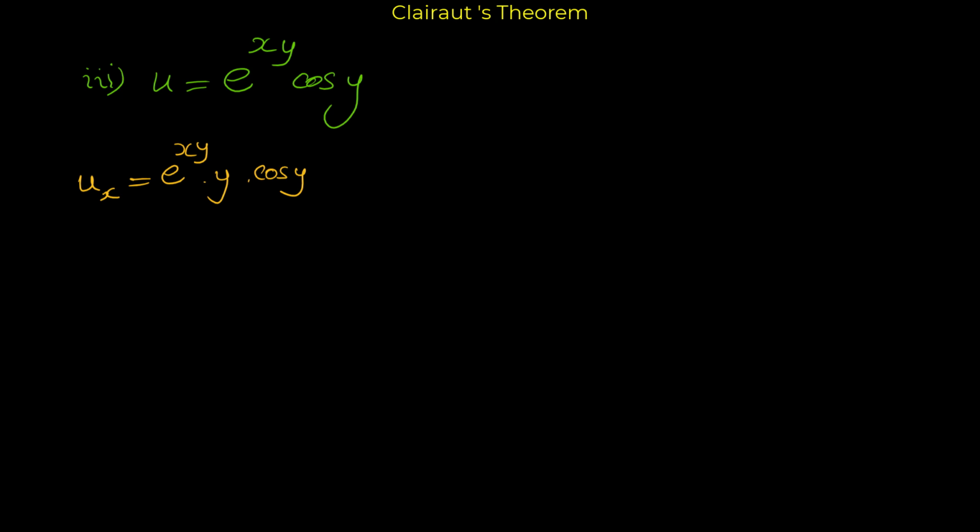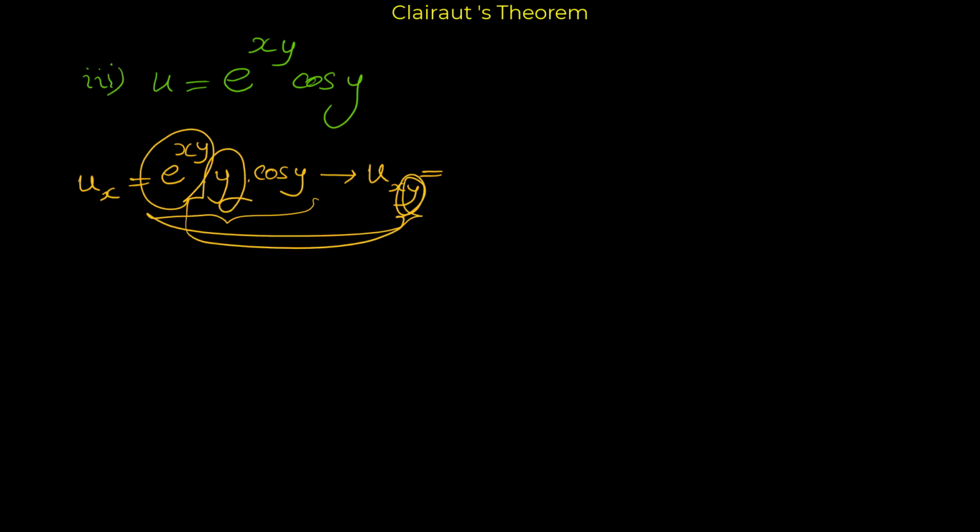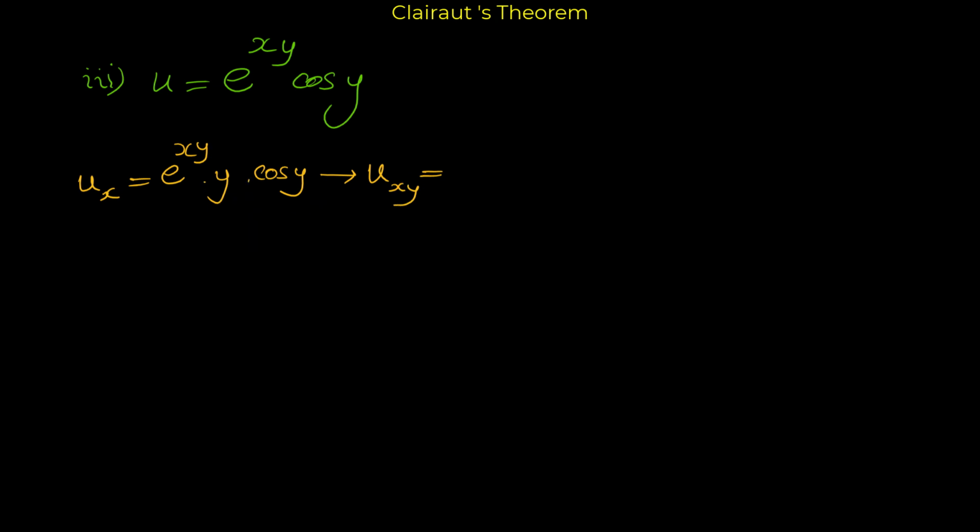Now from this we have to find uxy. So we have to take the derivative of all of this with respect to y. This part, this part and this part, all of them have y. So we use the product rule.